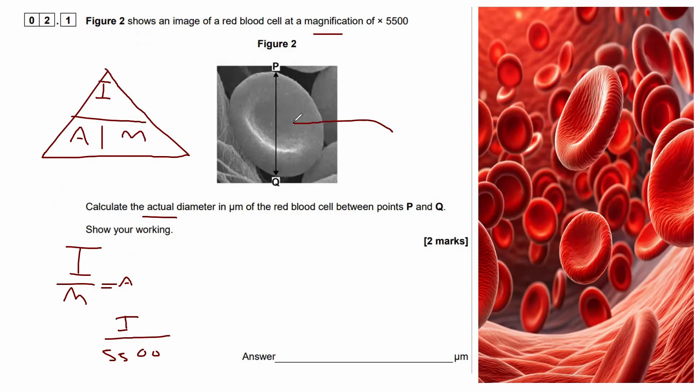I, obviously, image. Guess what this picture is? It's an image. A red blood cell's not that big. So anything you're measuring with your ruler, a little clue if you're ever getting confused: am I measuring the actual or the image?